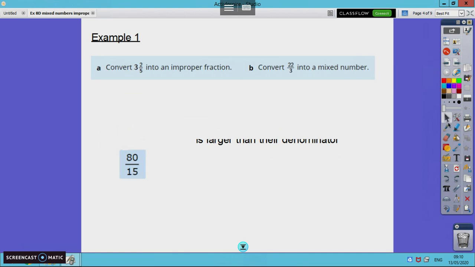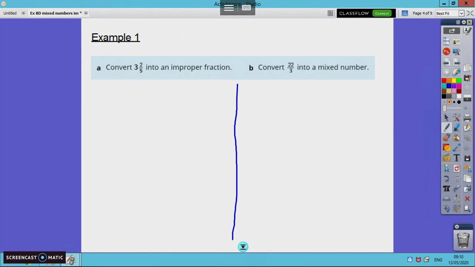We're going to go from converting a mixed number, 3 2/5, into an improper fraction, and then we're going to go the other way around. To try and make things easier, I'm going to split my board in two. So convert 3 2/5 into an improper fraction. Well, if we think about fifths, we've got to think about how many fifths go into 3. Well, that would be 3 times 5, wouldn't it? So 3 times 5.